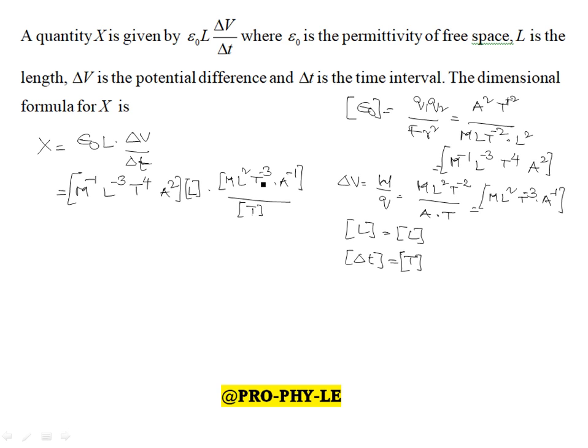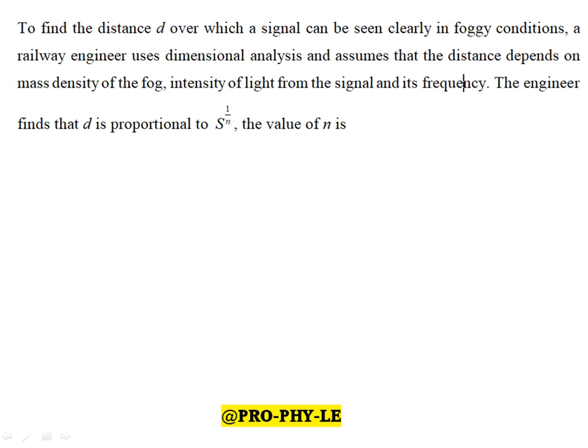So if this comes to the numerator, T power of minus 3, T power of minus 4 and there is T power of 4. So this gets cancelled, and this is L power of minus 3, L into L square, L cube. So that L power of minus 3 gets cancelled, M gets cancelled. We'll have A square into A power of minus 1. That is nothing but A. So X represents current.